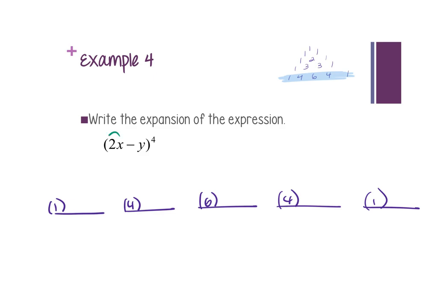Then the first term is 2x, and I do 2x to the 4th, then 2x to the 3rd, then 2x to the 2nd, then 2x to the 1st, then 2x to the 0. And then I get negative y. Negative y to the 0. Negative y to the 1st. Negative y to the 2nd. Negative y to the 3rd. Negative y to the 4th.